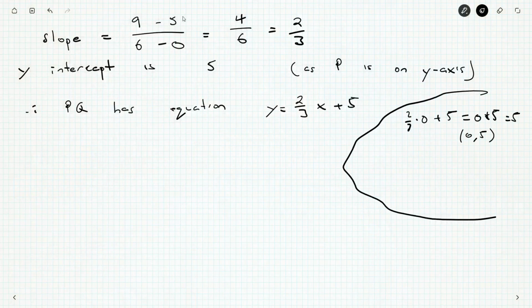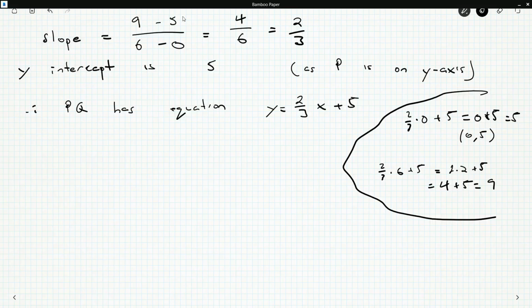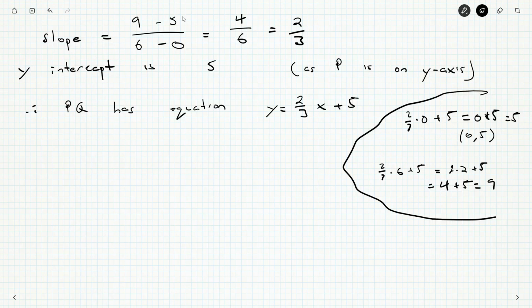More importantly, 2/3 times 6 plus 5. 6 divided by 3 is 2, so that's 2 times 2 plus 5. And that's 4 plus 5. And that is, in fact, 9. So (6, 9) is on the line. We've got both of these. Okay, just a little extra insurance before I get into any of my other calculations.